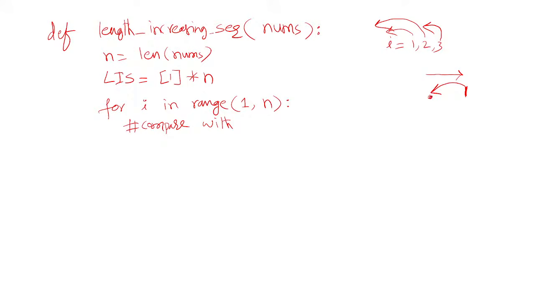If this element is greater than this, that means the right side element is greater than the left side element. Assume this is the left side and this is the right side. If the right side element is greater than the left side element, then you can say that it is an increasing sequence. That's how we always compare with the previous values, or previous elements in nums.